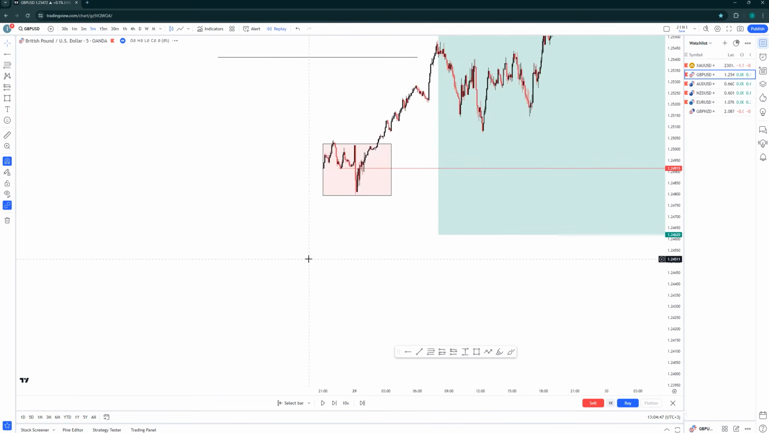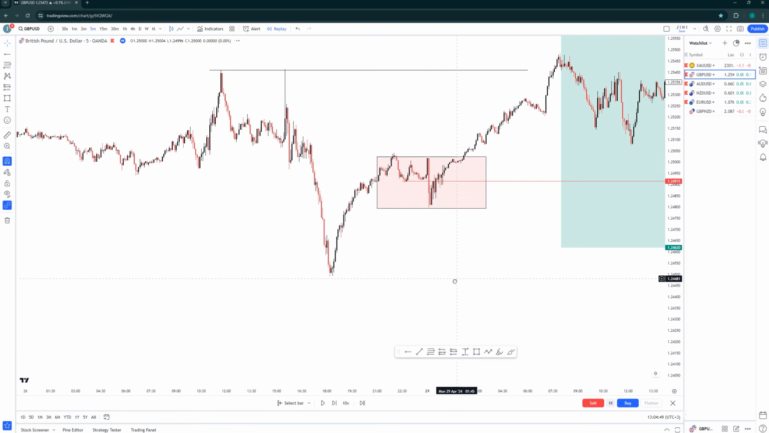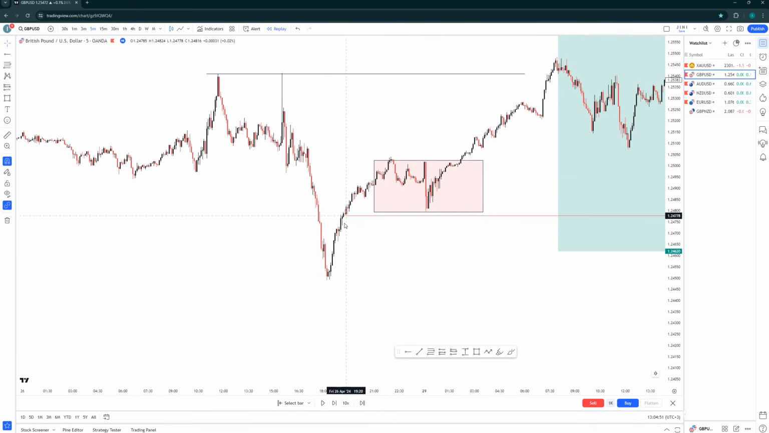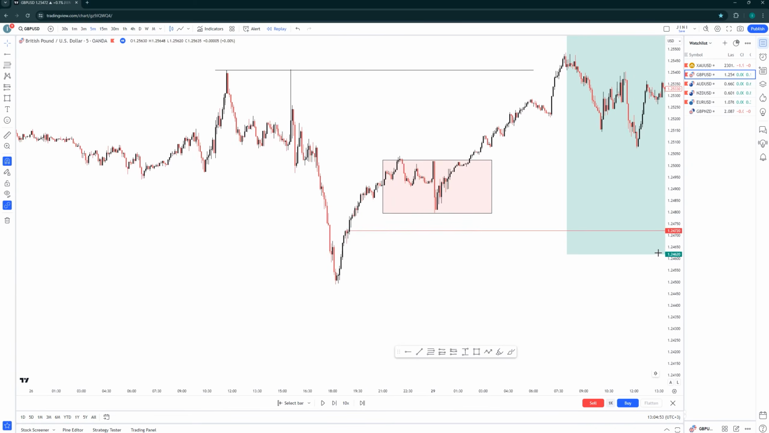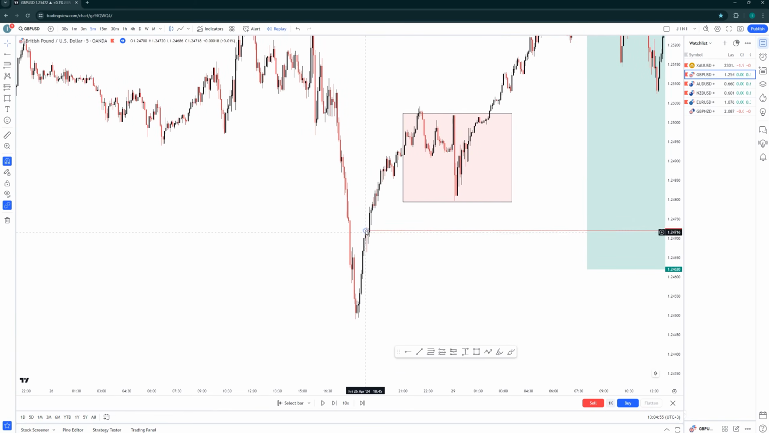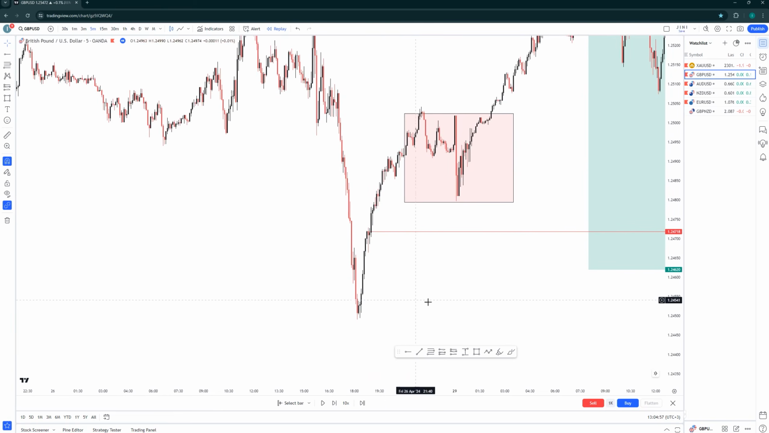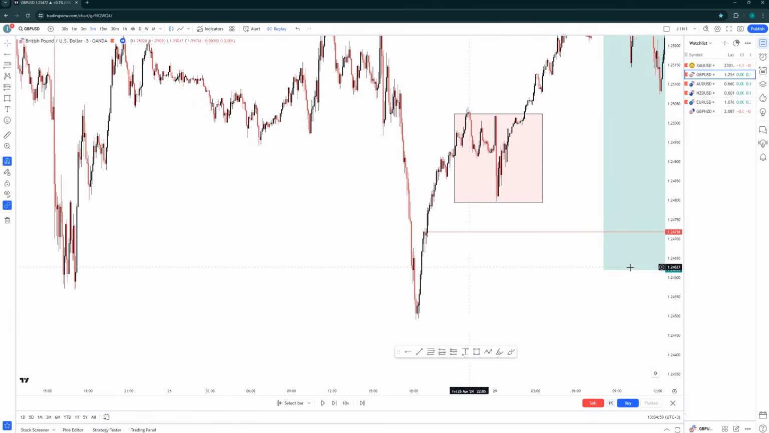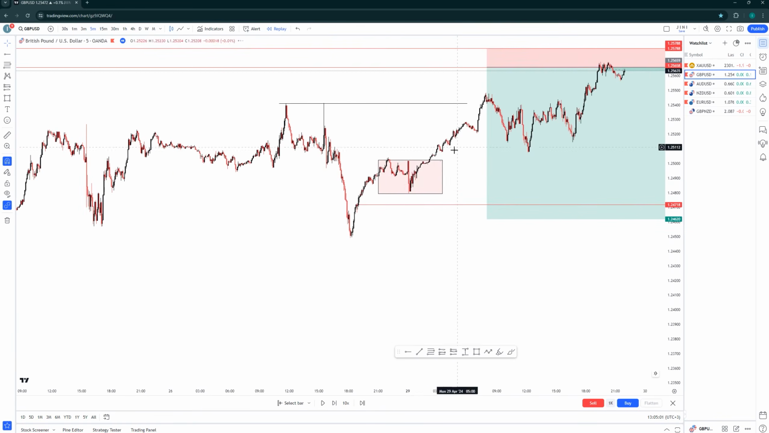So when you go back maybe to 5 minutes, you can notice that you had this structure here. This was the formation. We had this formation here, but we have another formation here. So this is where I put my entry. And then let me show you.